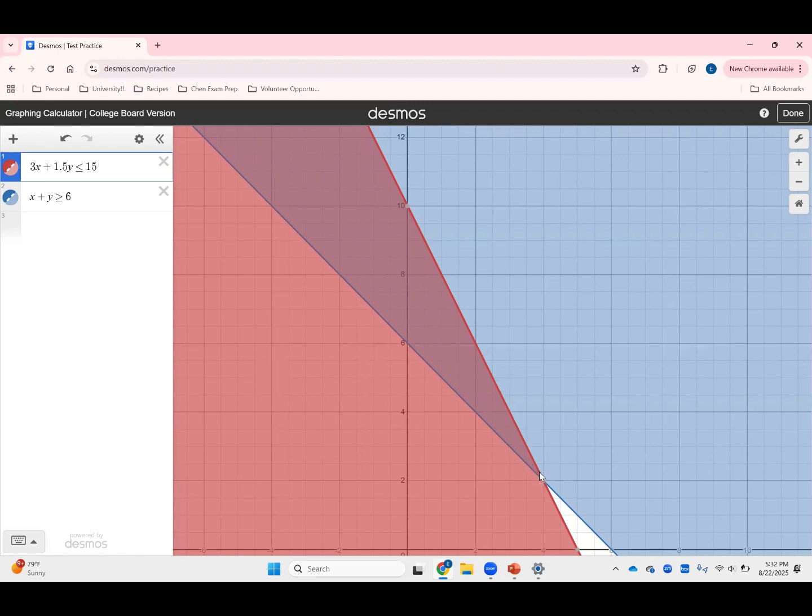So my maximum number of bananas I can buy is going to be 10, because that's the point when apples are 0 and I've completely maximized my money on buying bananas.